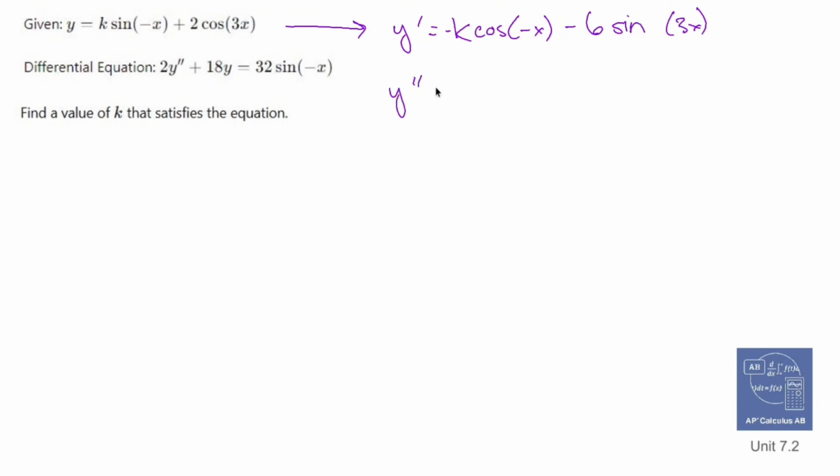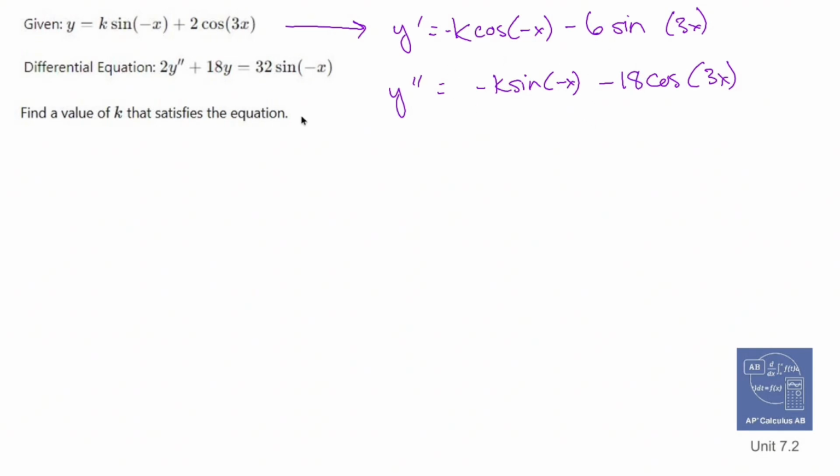All right, let's do it again. y double prime, we have negative k sine, because the derivative of cosine is negative sine, and then we're going to multiply everything by the negative. So a third negative is going to come out front, so we only need one negative lingering around, so let's get rid of one negative. There you have it. Okay, minus 6. The derivative of sine is cosine, so I shouldn't have written out sine. Keep the inside, multiply everything by the derivative of the inside, which is 3, so that 6 becomes 18.